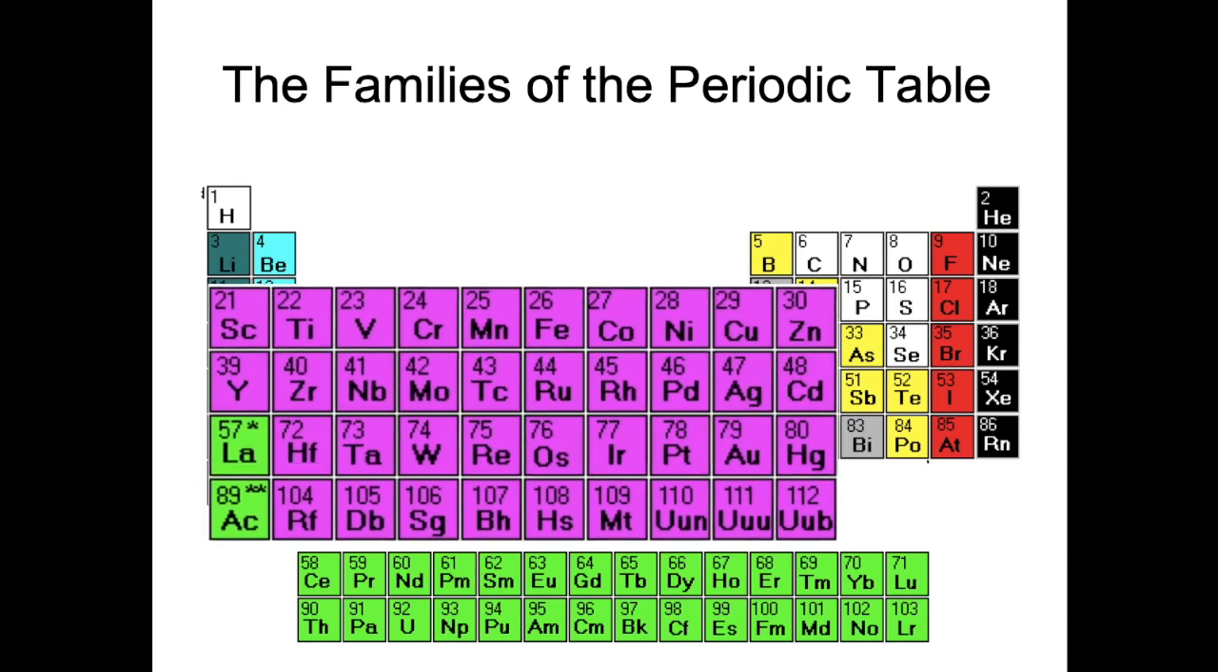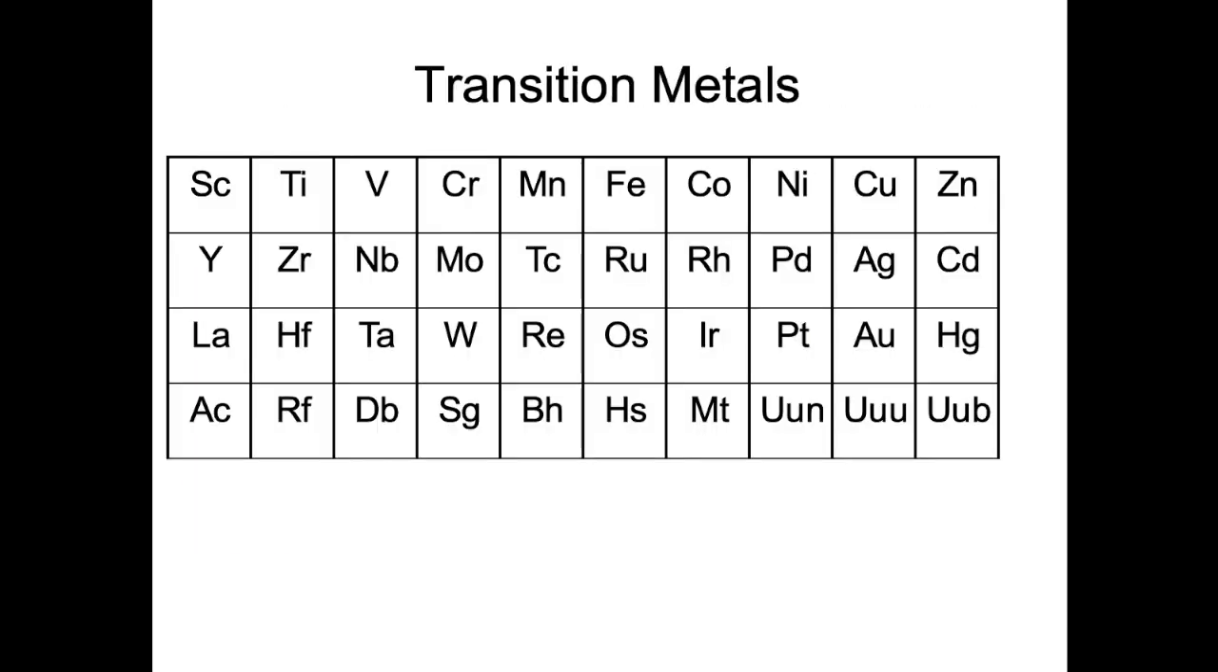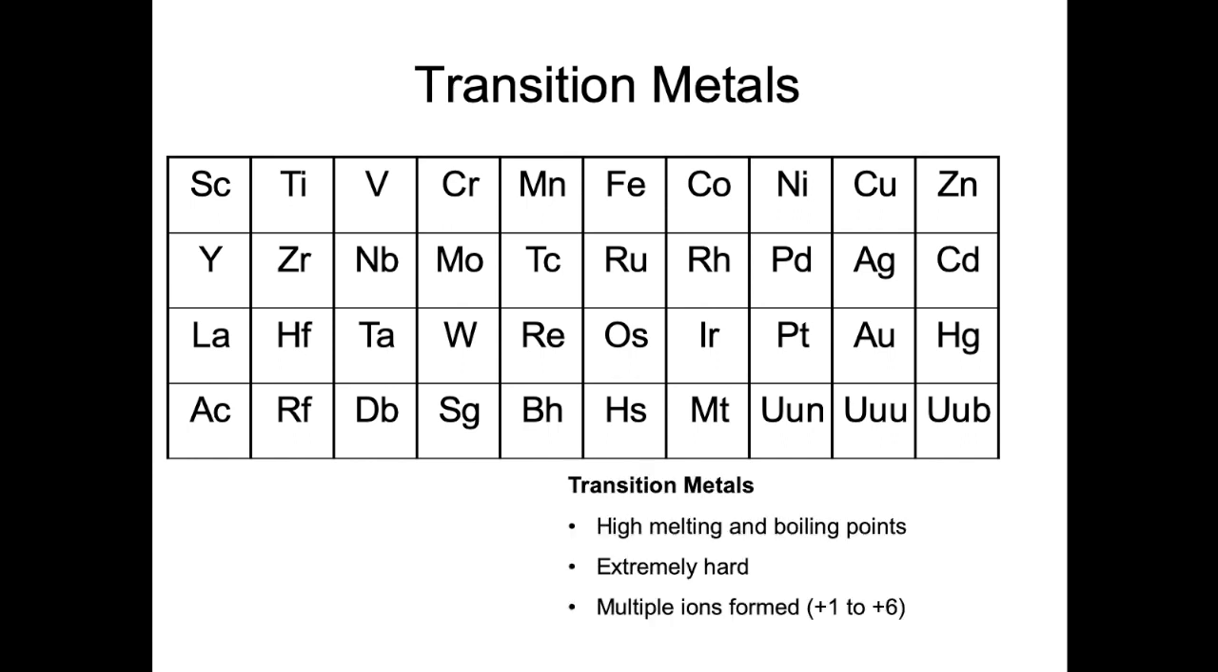Next up, let's talk about our D block elements. The D block elements are called transition metals. Transition metals are known for their high melting and boiling points. They're also extremely hard and can form multiple ions. So most of these elements can form anywhere from a +1 to a +6 ion.